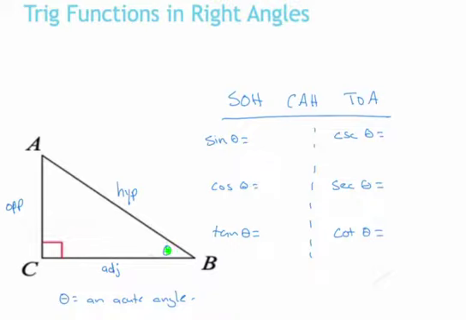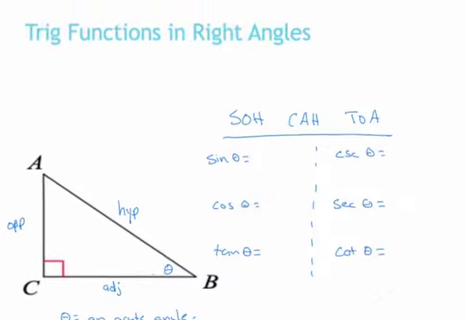Now, we're always going to have a side that's directly across from theta, so we're going to call that opposite, and I've just abbreviated it there. And there's another side that touches the angle, and we'll call that adjacent. And then finally, we have the hypotenuse, and that is going to be opposite the right angle. So we need to know those three sides always.